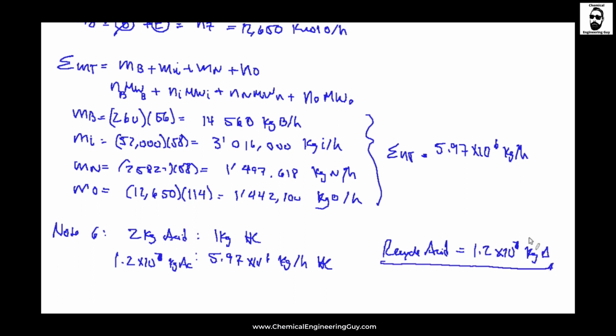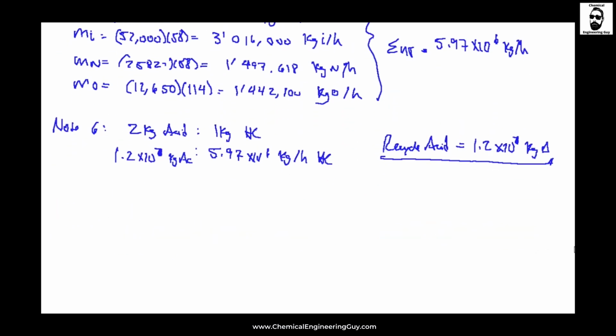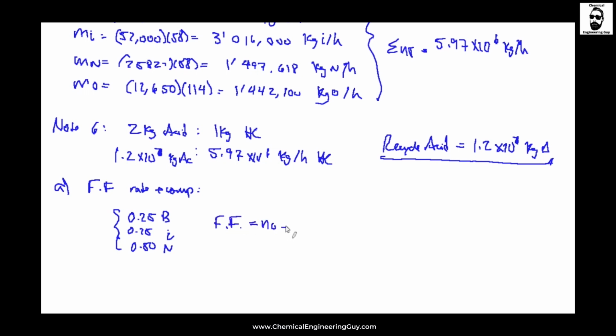Nice, we're almost done, guys. Actually, we got everything. Let's just answer what they told us to. Letter A is to get the fresh feed, rate, and composition. I don't know why they ask you the composition. It's easy. It's 25 of butylene, 25 of isobutane, and 50 of N-butane. That's given data. And the molar flow rate equals N0, which is 1043 kilomoles per hour. So we got that. Now let's continue.